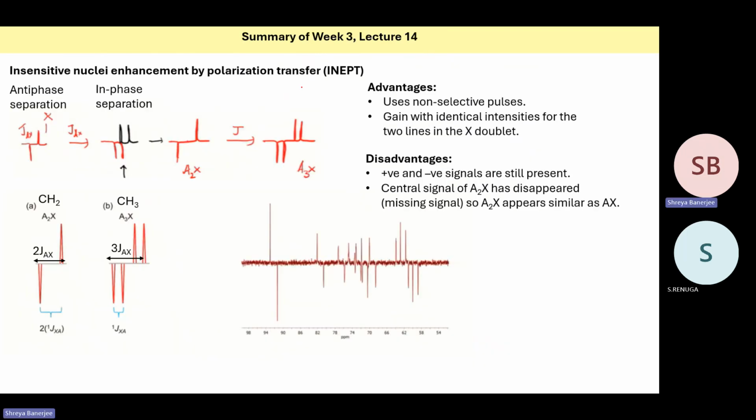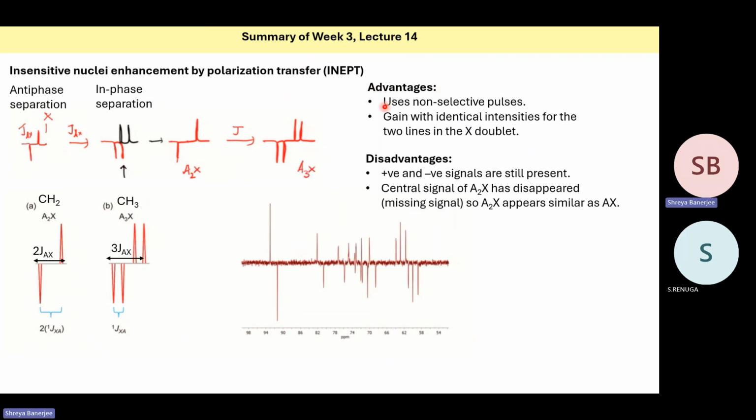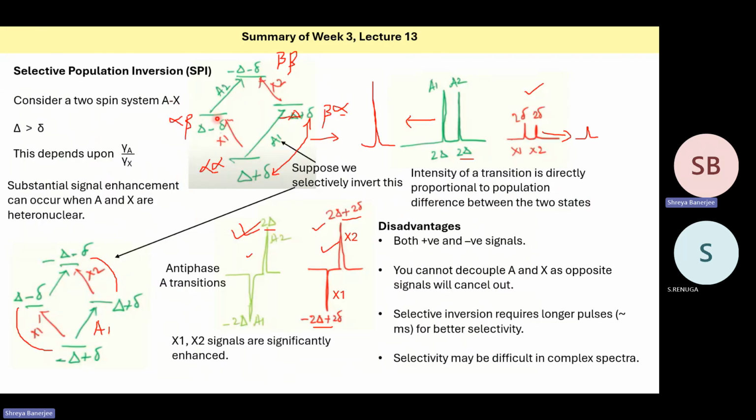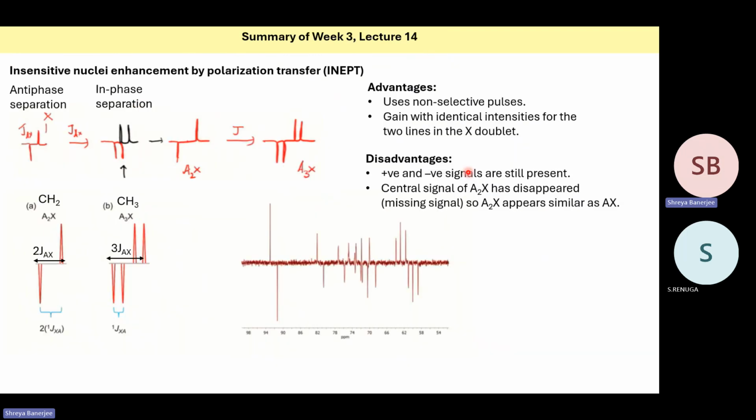Now, the advantage of INEPT, as we said, is that you can gain identical intensity for the X doublet. And another advantage is you can use non-selective pulses. In the spin inversion, selective inversion, you had to use a very specific pulse so that the population of these two levels are inverted. But when you have an INEPT process, these are very general pulses, 90x, 180x. There is no specific pulse. So that is another advantage.